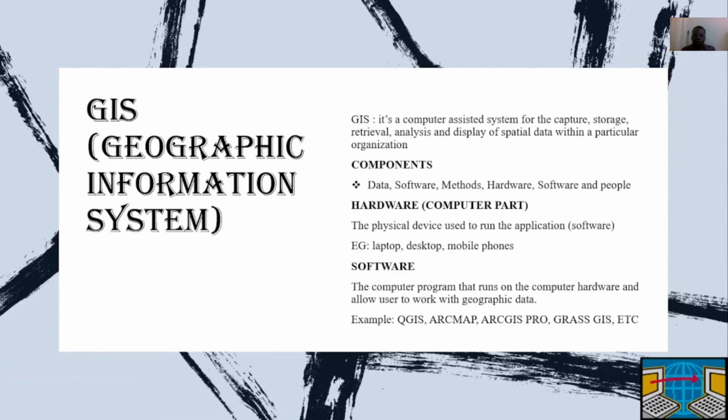So as said earlier, GIS is a computer-assisted system solely for the capturing, storage, retrieval, analysis, and display of spatial data within a particular organization. But then there are some components of a Geographic Information System, and these components include data, software, methods, hardware, and the people involved. So the data here becomes the backbone of the GIS software. GIS is nothing without data. If you don't have data, ask yourself, what are you visualizing for your audience?